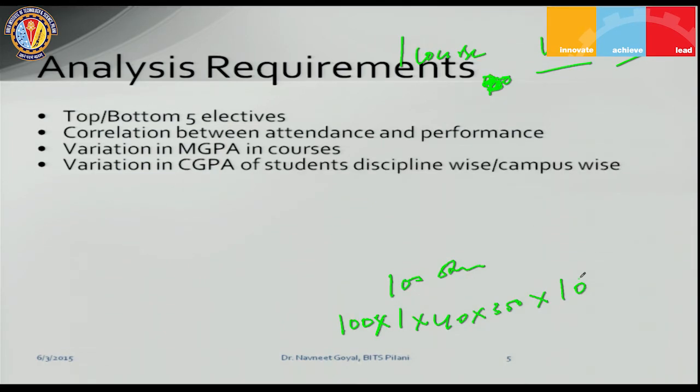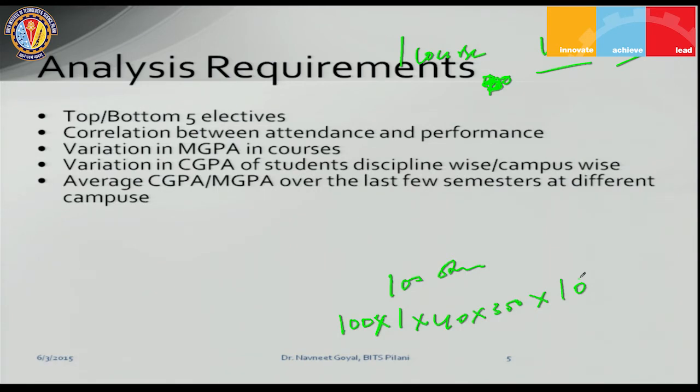And variation in CGPA of students discipline wise or campus wise. So that also you can do. Or that is what you want to do actually, right? So average CGPA, MGPA over the last few semesters at different campuses. Average CGPA means CGPA of all the students in a particular campus. And similarly MGPA means I average the MGPA of all courses that are being offered.